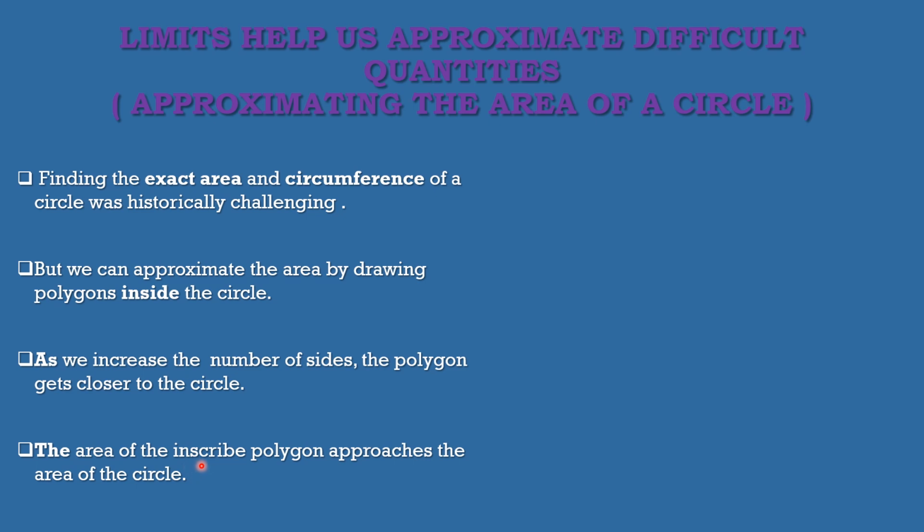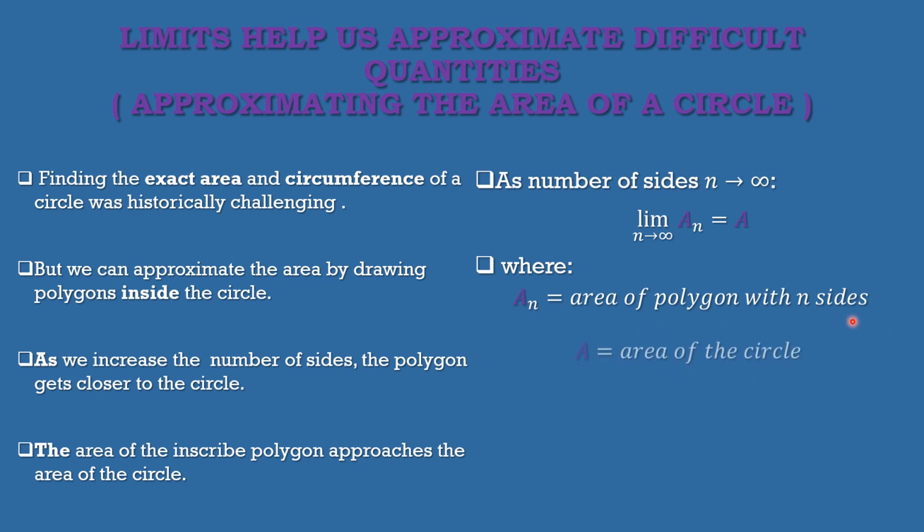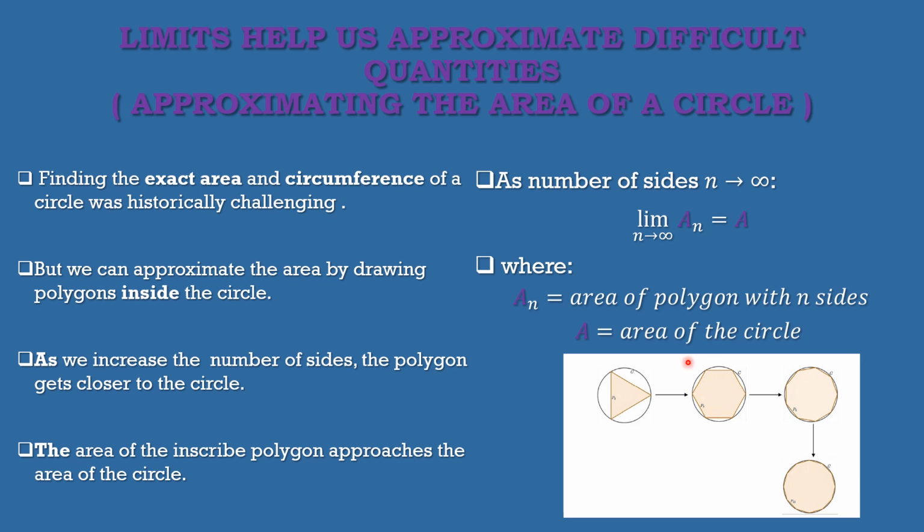So the area of the inscribed polygon approaches the area of the circle. As the number of sides increases to infinity, the area of the polygon becomes the same as the area of the circle. Here A_n represents the area of the polygon with n sides, and A represents the area of the circle. So look at this diagram.